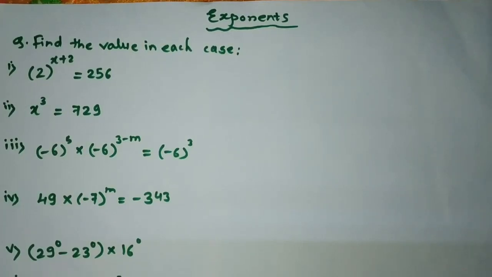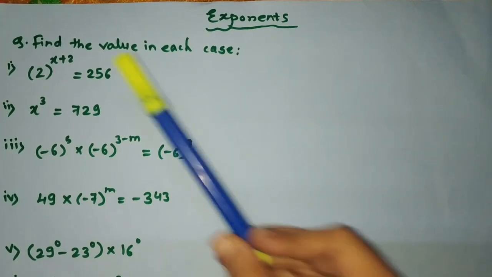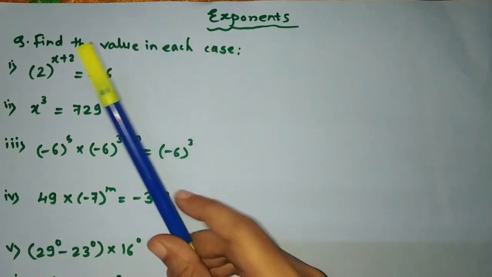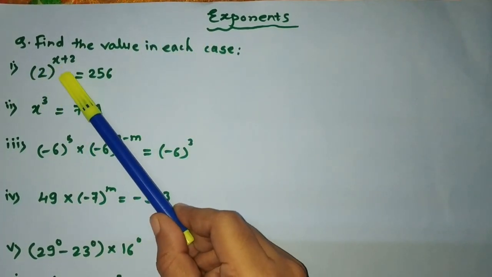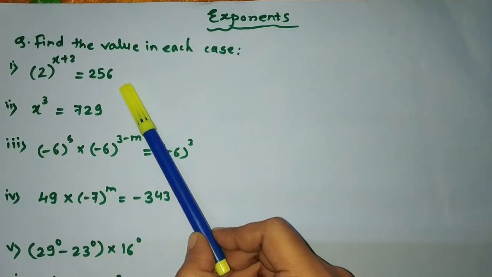Welcome back, dear children. Today we are going to solve some problems from the lesson on exponents. Let's start. Find the value in each case. Here the first question is 2 to the power x plus 2 is equal to 256.